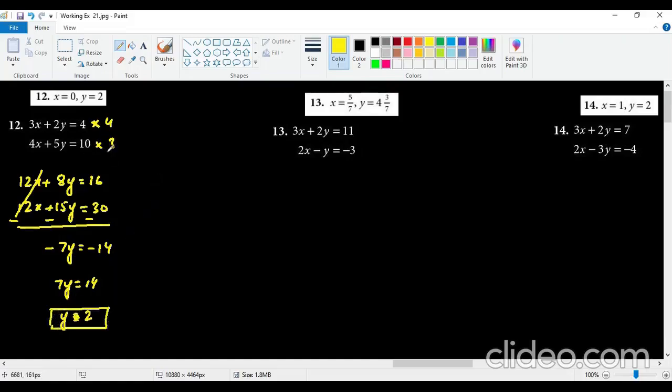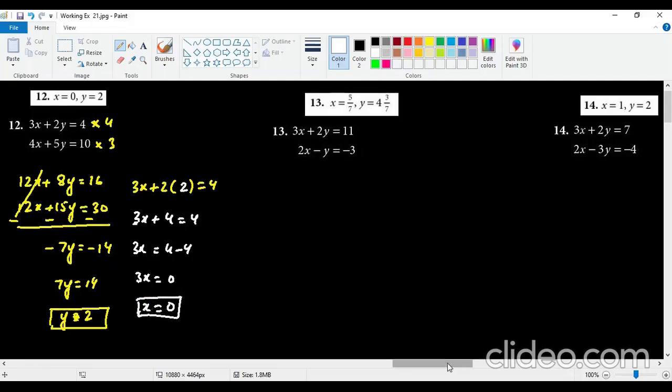Now I'm taking the first equation, which is giving us the value of x, 3x plus 2, and in the bracket I will use the value of y. This is equation number 1. And in place of y, I will write the value of y, which is 2. So that means 3x plus 4 equals 4. That means 3x equals 4 minus 4. That means 3x equals 0. That means the value of x is also going to be 0.